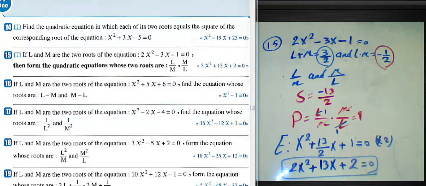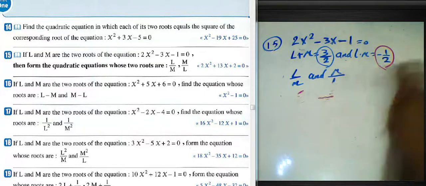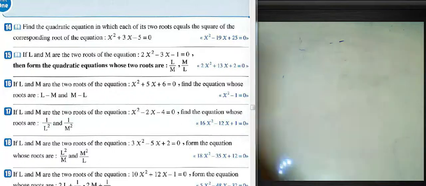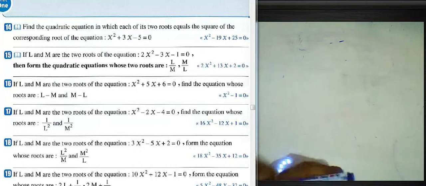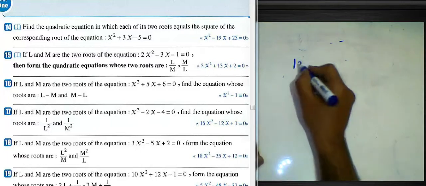It was question 15. Question 16. If L and M are two roots of the equation x power 2 plus 5x plus 6 equals 0, then find the equation whose roots are L minus M and M minus L. I will clear the board and you must write after me. About question 16, it's very important. Question 16.